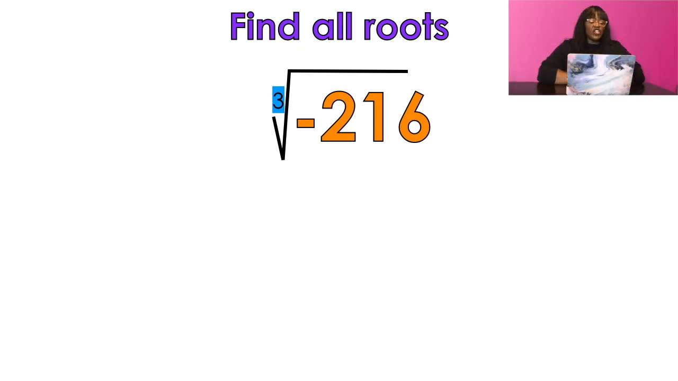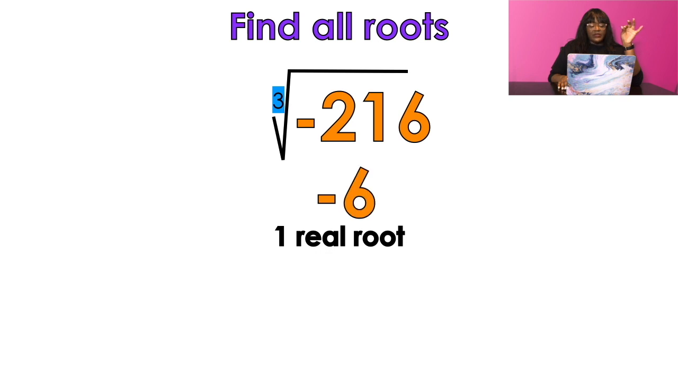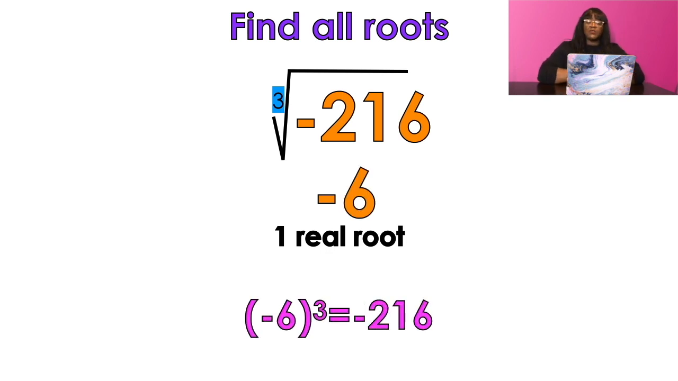Okay, so let's say I have the cube root of negative 216. The cube root of negative 216 is going to be an odd index with a negative number. An odd index always gives me one real root, no matter what kind of number is under the radical. And that number is going to be negative 6, because negative 6 multiplied by itself 3 times is going to give me negative 216. I can't use a positive 6 because a positive 6 would give me a positive 216.